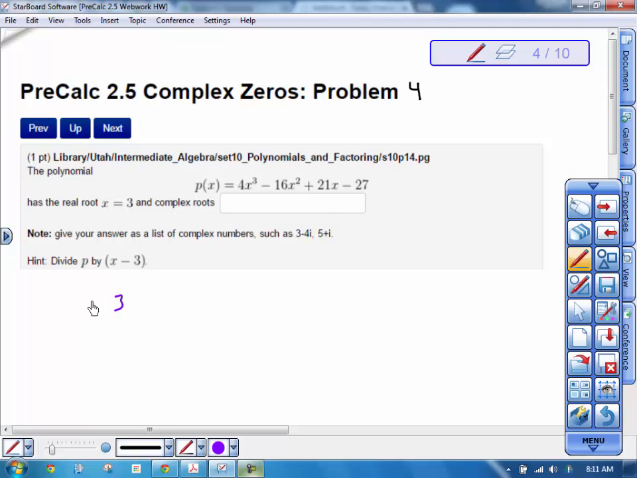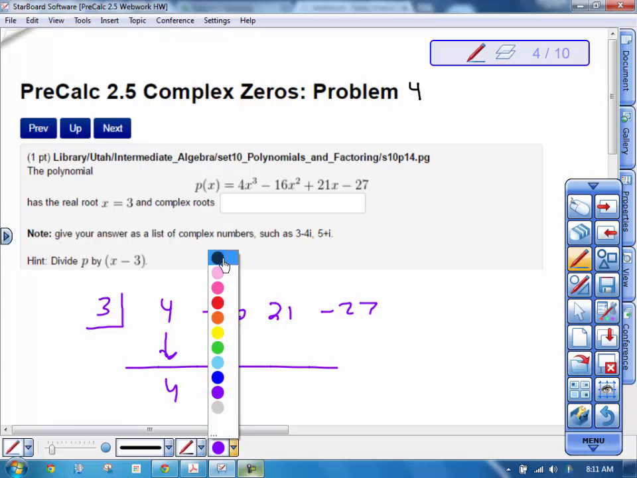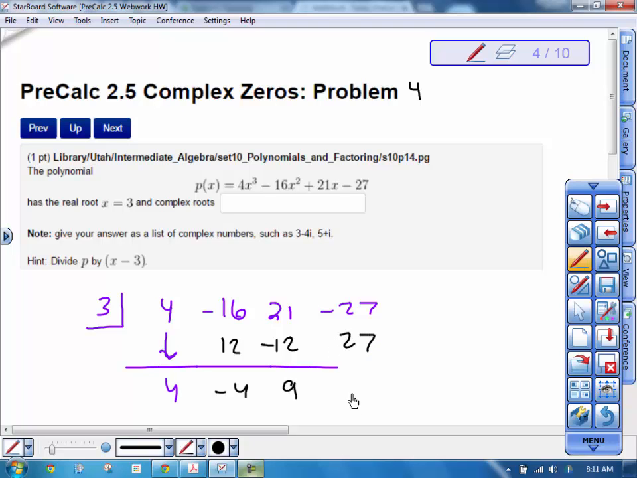So I'll use synthetic division. You put k here, or you put the 3 here. That's what k is. And then you put the coefficients here. And you drop down the 4 and multiply. 12. Add. Multiply. That gives you 9. Multiply. If you get positive 27, you get no remainder. That's a good sign. So what's left over is this polynomial, 4x squared minus 4x plus 9.